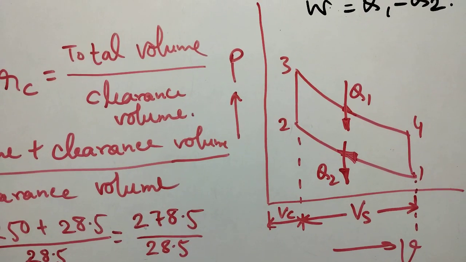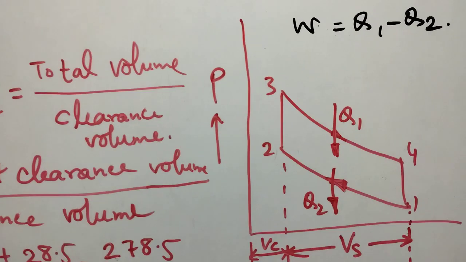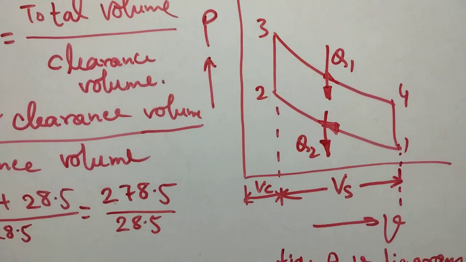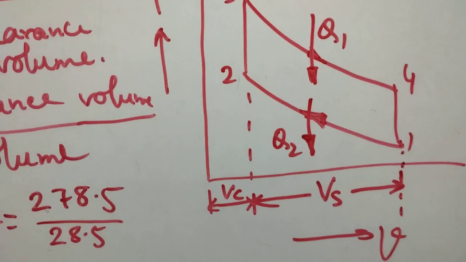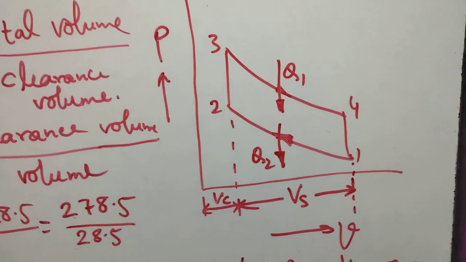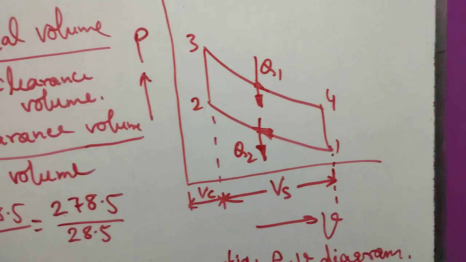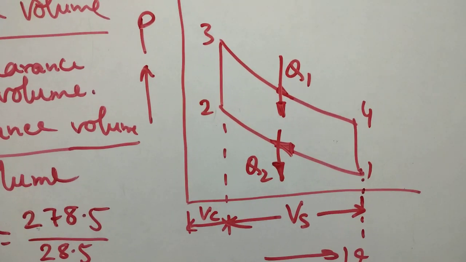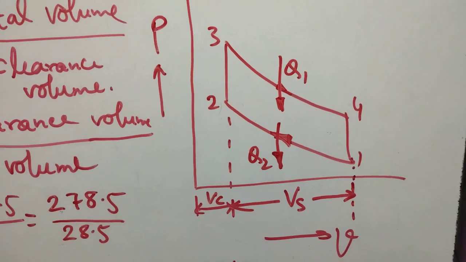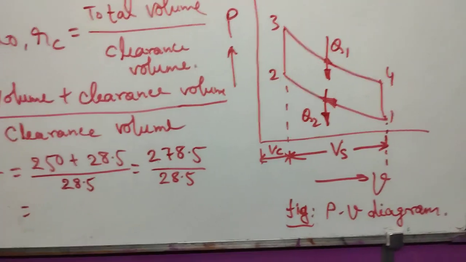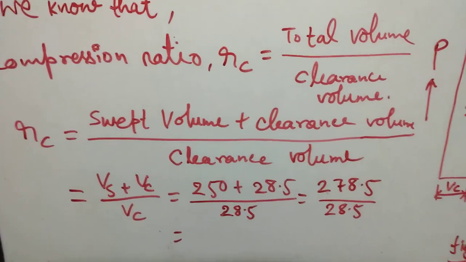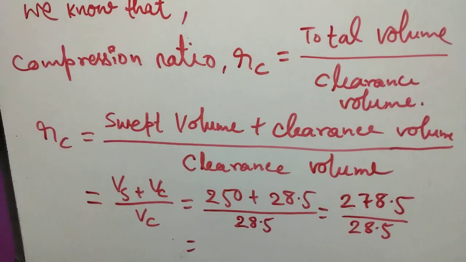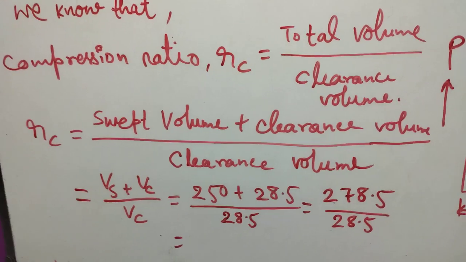Now from the vertical line to the vertical dotted line at V2, this is the clearance volume Vc, and from V2 to V1, this is the swept volume. Now the total volume is the clearance volume plus swept volume, divided by the clearance volume. This ratio is the compression ratio.